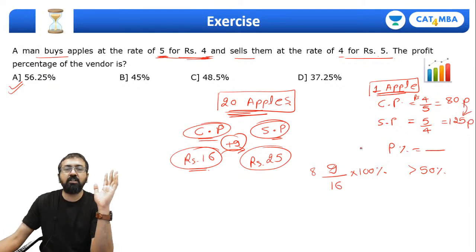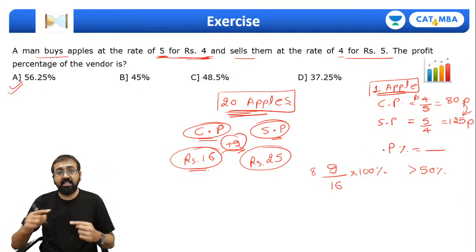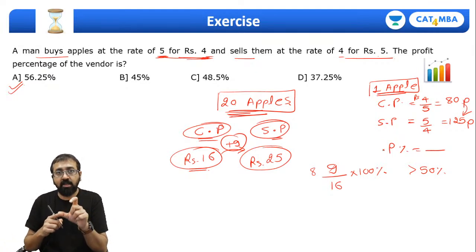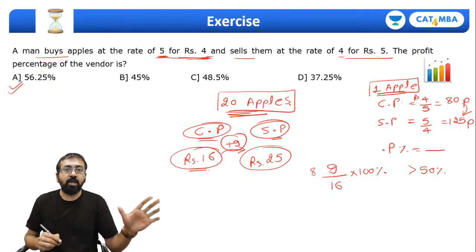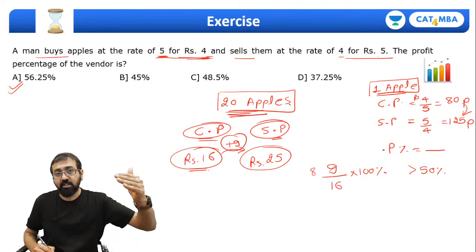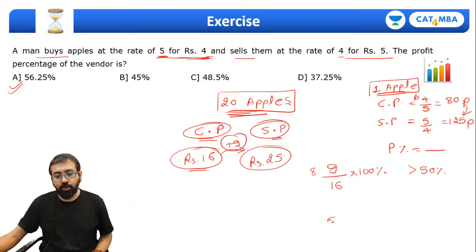So this is another way of doing this calculation: he's selling an apple which cost him 80 paise at 125 paise. So that means he's making 45 paise profit. So 45 paise over 80 paise will come out to be 56.25%. As simple as that.